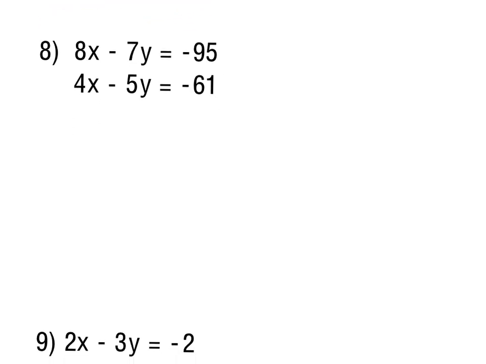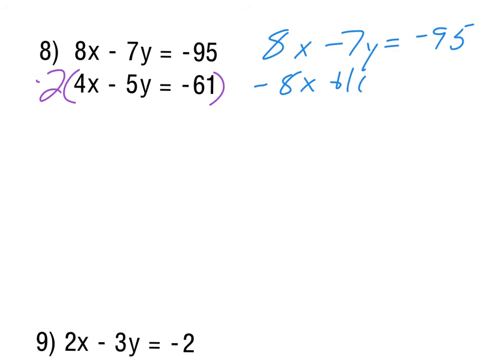Okay. Looking at number 8, we have, again, another system that looks like it's well set up for elimination. I would take and just multiply this bottom equation by negative 2. That will give me a negative 8x to go along with the 8x that we have on top. So, just writing down that top equation, 8x minus 7y equals negative 95. And we get negative 8x plus 10y equals 121.